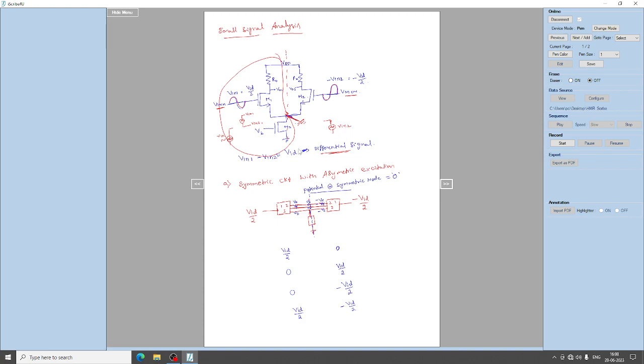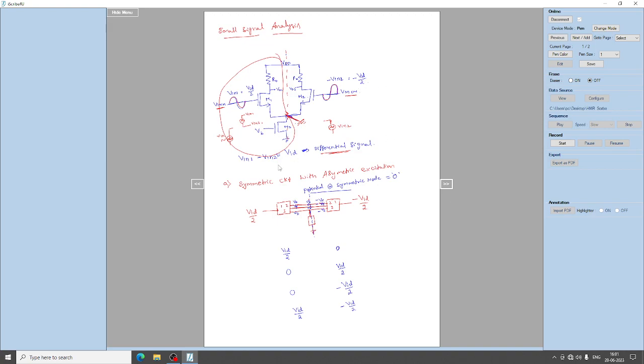The differential input can be given by two different sources, to input 1 and input 2, or by using the same source, giving positive potential to V in 1 and negative potential of the source to V in 2. This employs the differential input for both signals. Here for the analysis we consider V in 1 minus V in 2 to be the differential input VID. So the signal we give for V in 1 is VID by 2, half of it, and V in 2 is minus VID by 2.